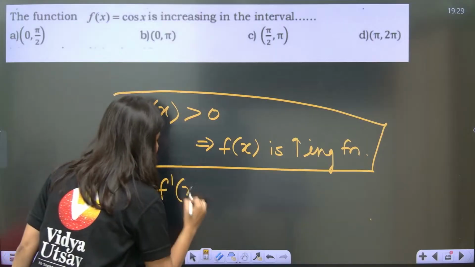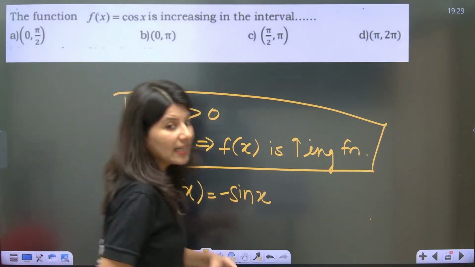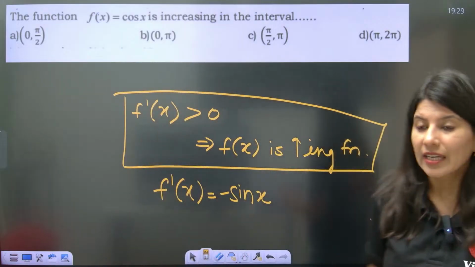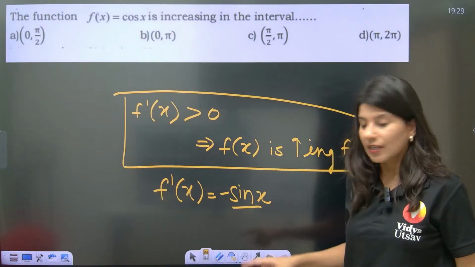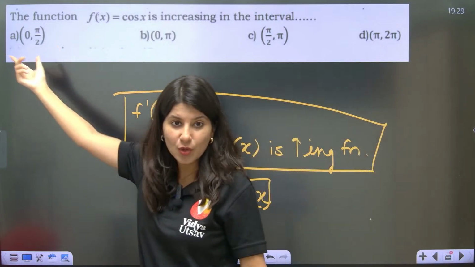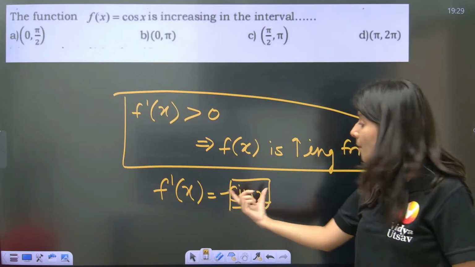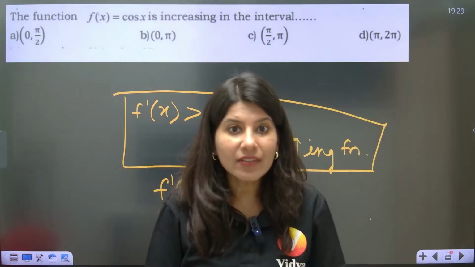As per this question, f dash x is minus sine x. Now sine x is positive in the first quadrant. I am checking option A, first quadrant. Sine x is positive in the first quadrant, so minus sine x will be negative in the first quadrant.